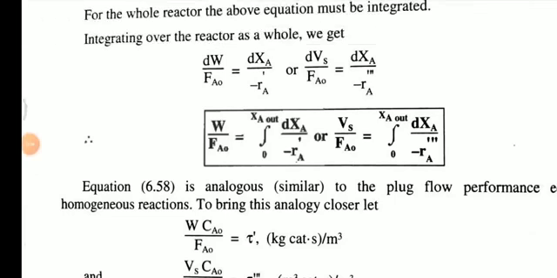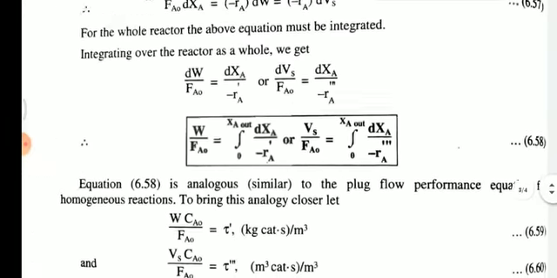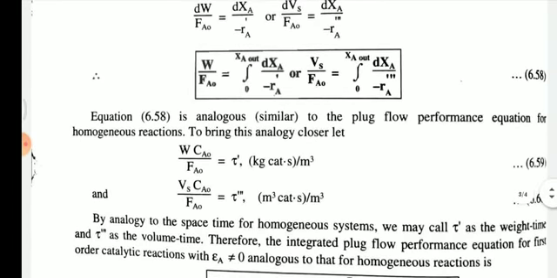So dxa upon minus Ra, or it will be Vs upon Fa0 integrating from 0 to xa out. Now this equation 6.5 is similar to the plug flow performance equation for homogeneous reactions. This equation is similar to the plug flow reactor.